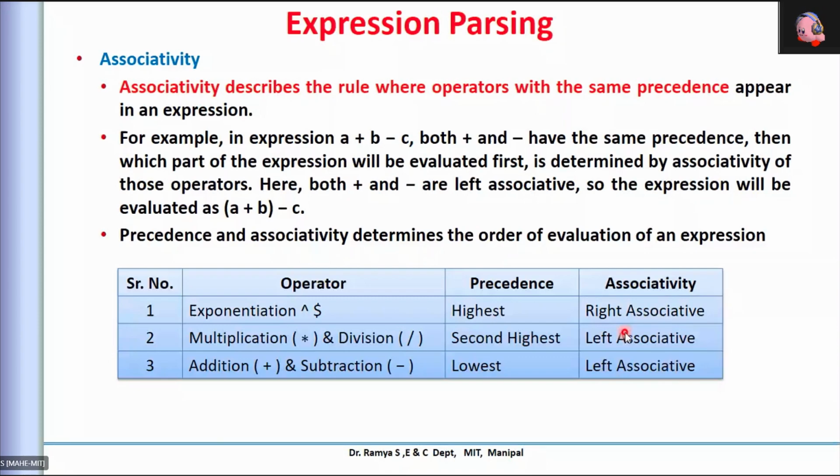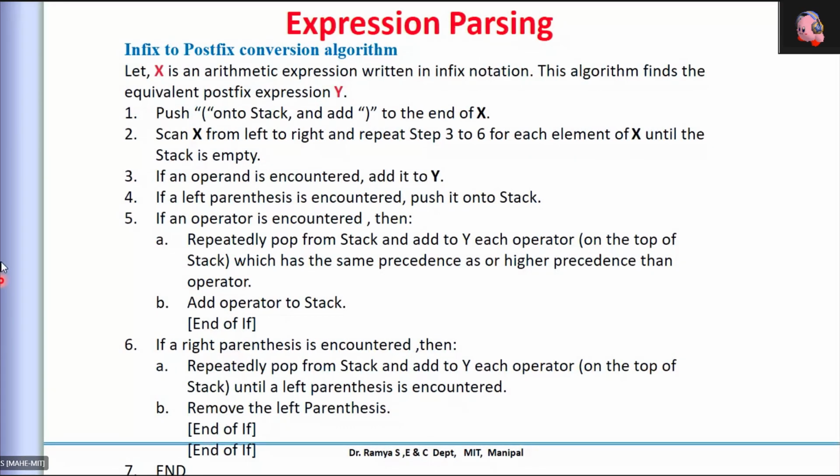First we'll go with postfix, then we'll come to the prefix. Okay, now what is this postfix? Don't be scared by seeing this algorithm. I will first highlight what is to be seen in this particular algorithm, and we'll take an example and come back to this algorithm one by one.